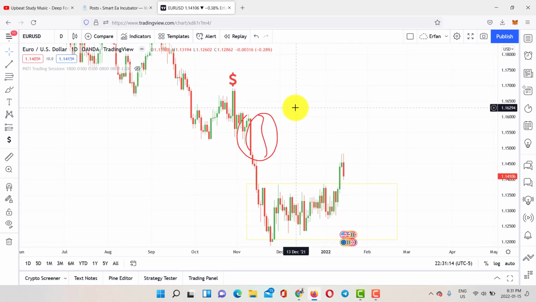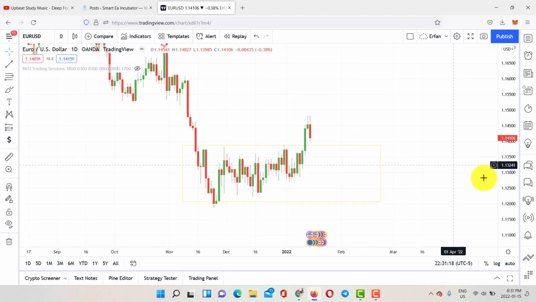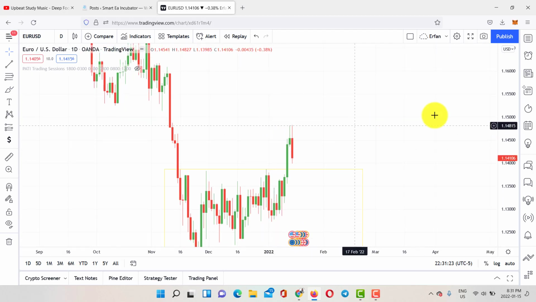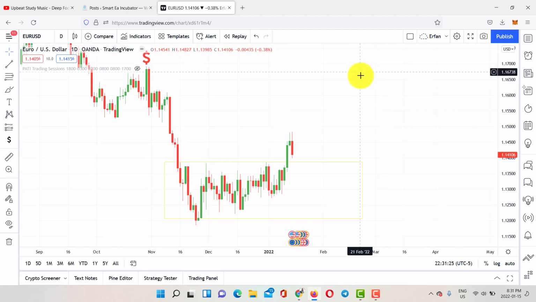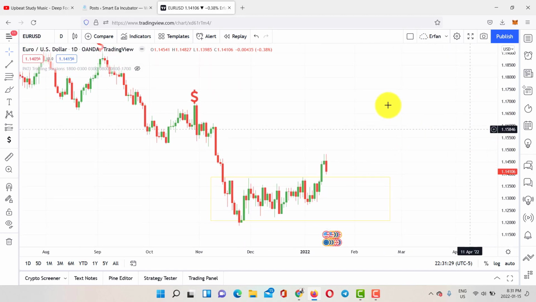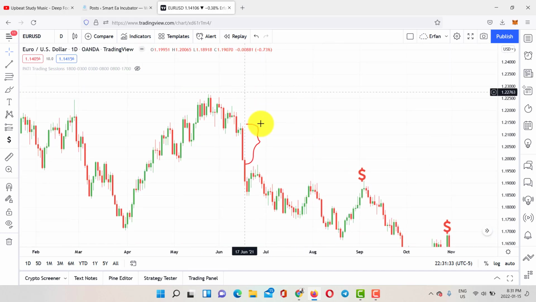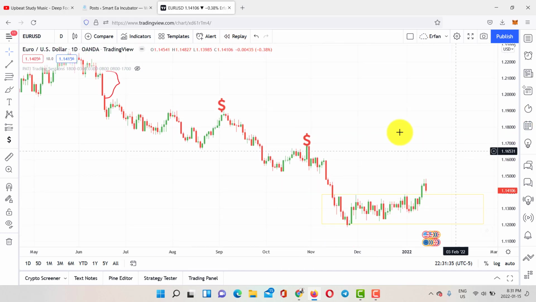Liquidity means money. Liquidity means where buyers and sellers put their stop loss around. But for Euro USD, I'm going to be biased towards buying mostly, but I'm not a biased trader. I just trade what I see, not what I predict. But in my opinion, it has to go back up to fill in all these gaps here.